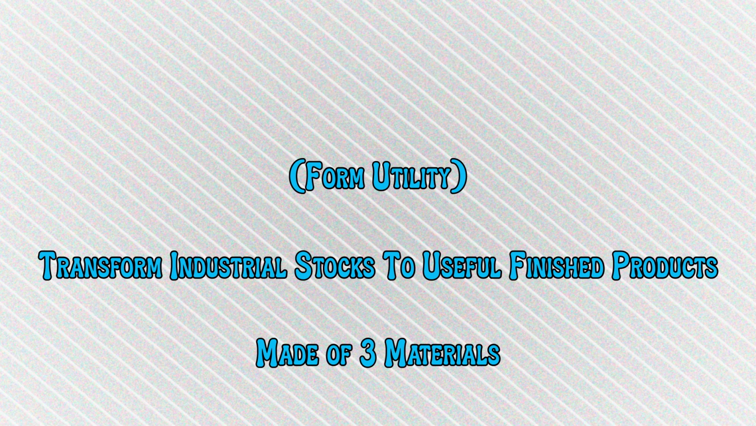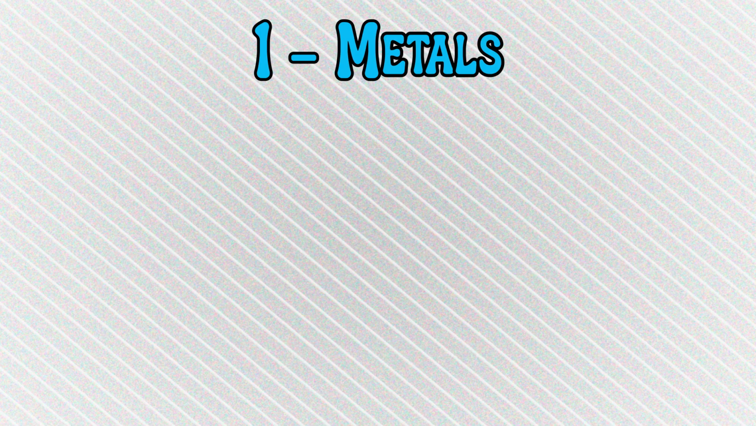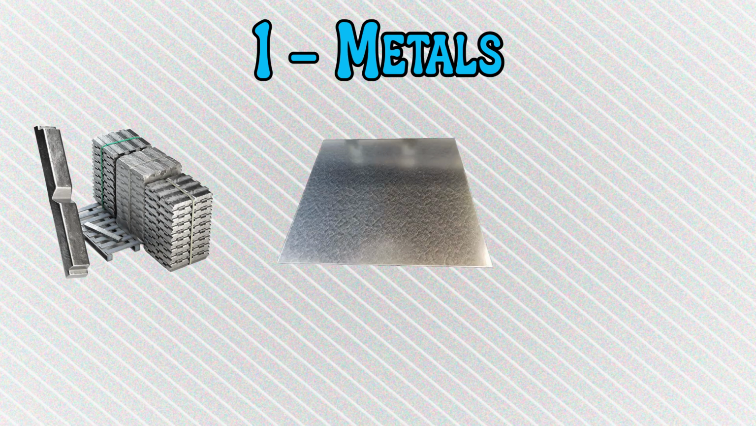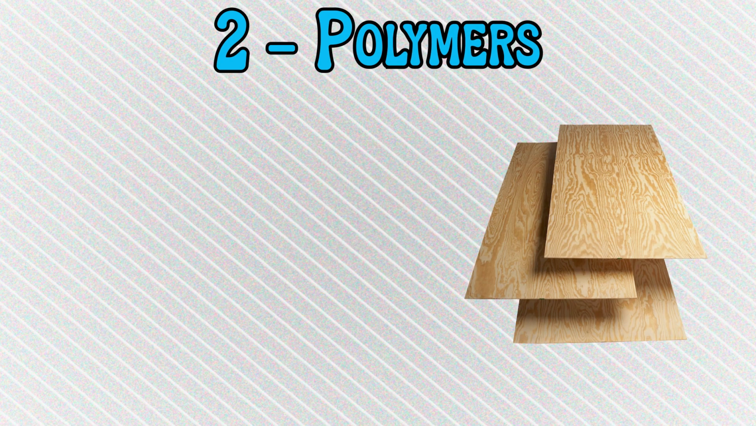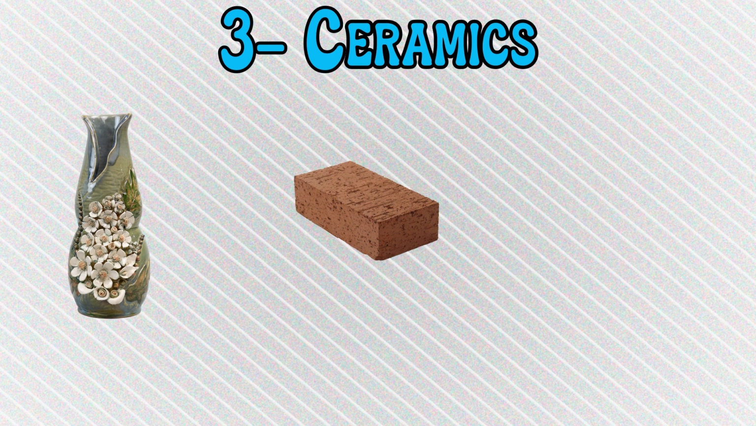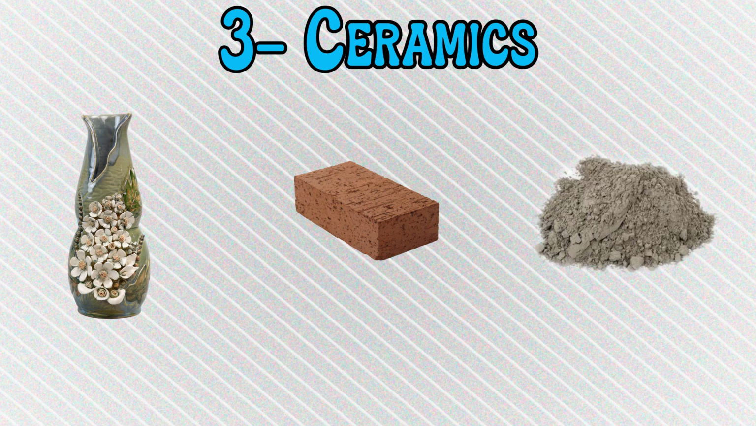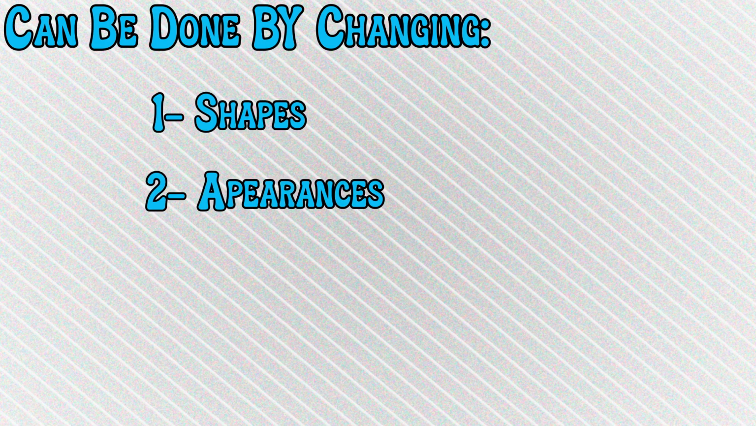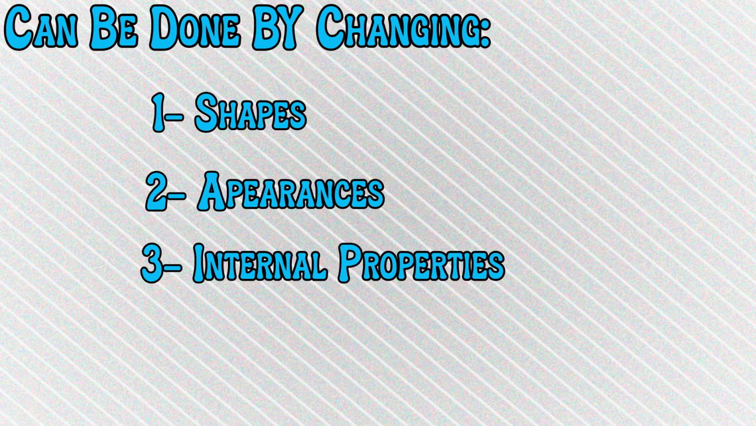They can be of three materials: metals like aluminum, steel, and copper, or polymers like wood and plastics, or ceramics like glass, clay, and cement. These materials can be changed into six categories of secondary materials by changing their shapes, appearances, and internal properties. However, they are not pure processes.